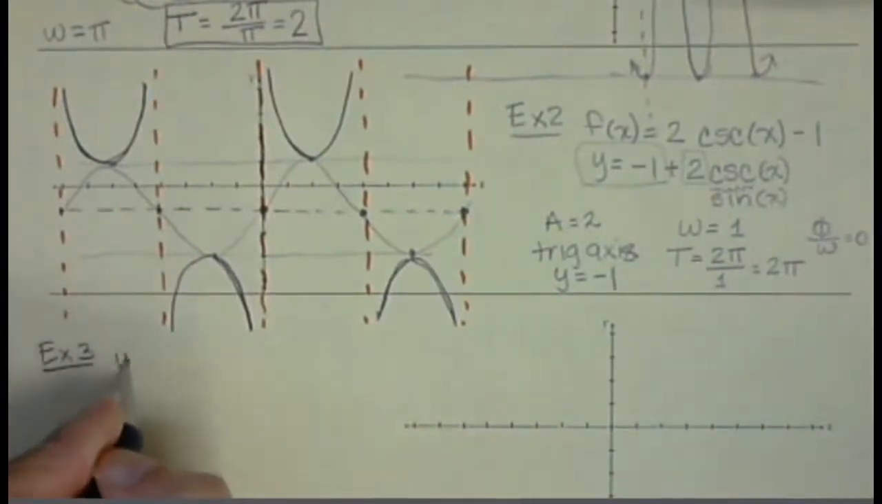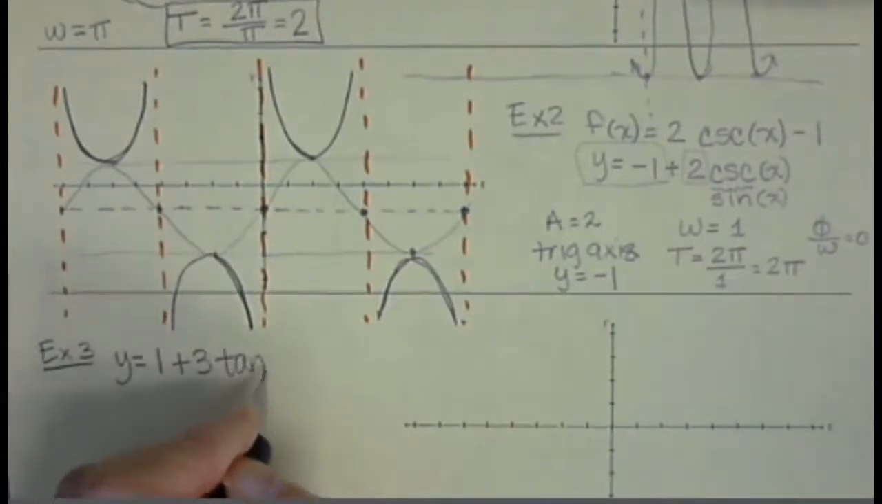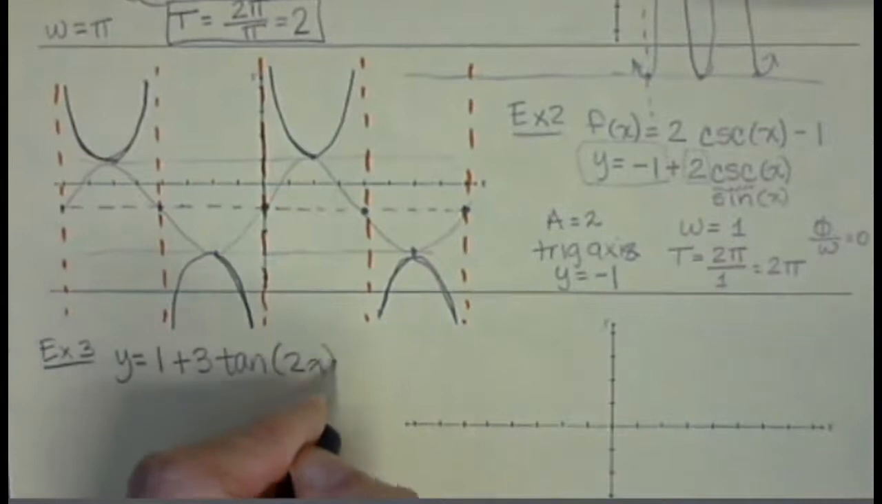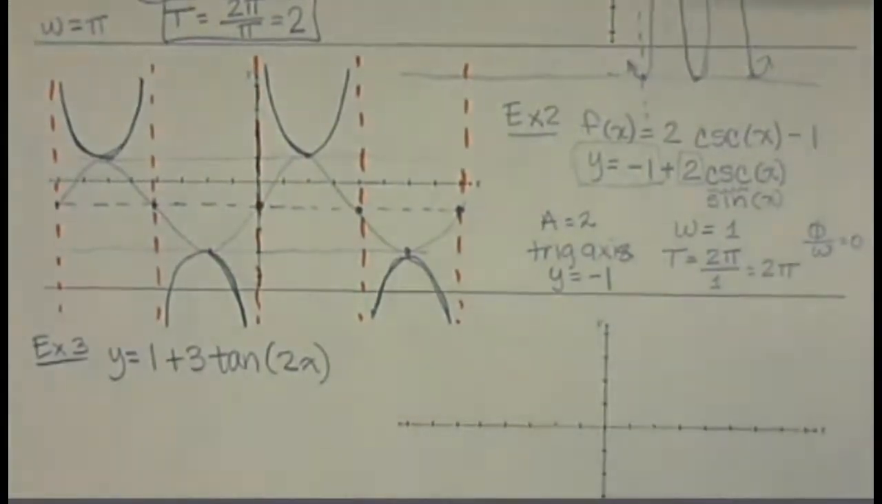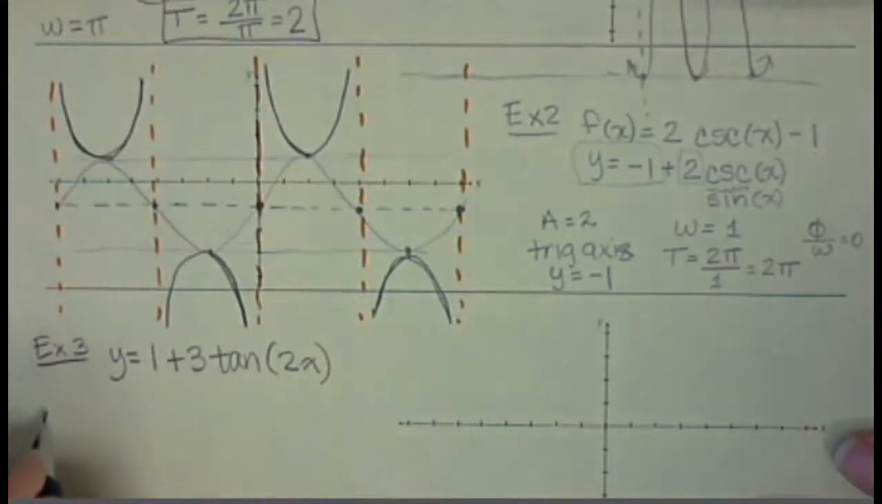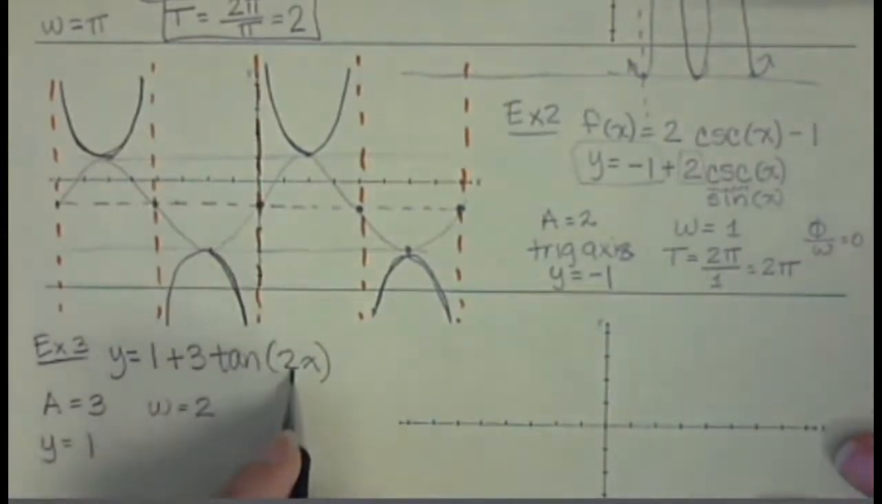let's try graphing y is equal to 1 plus 3 tangent of 2x. And I'm choosing these on purpose because I know you probably are very familiar with sine and cosine, but maybe not so much with tangent and cosecant. Again, we would find that our amplitude is equal to 3. We find that our axis is y is equal to 1. We find that omega is equal to 2. That's this guy right here.